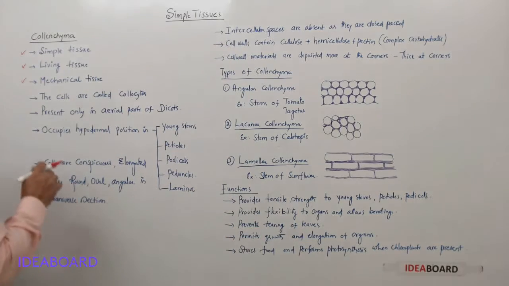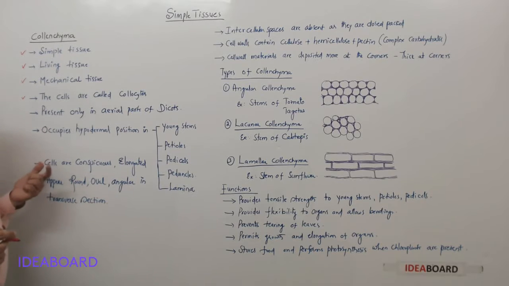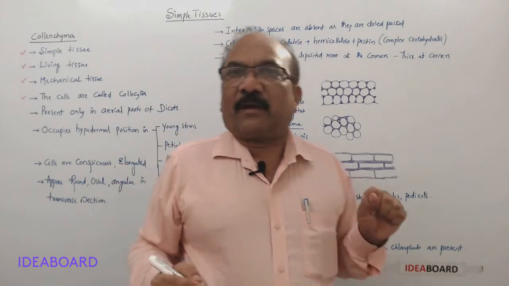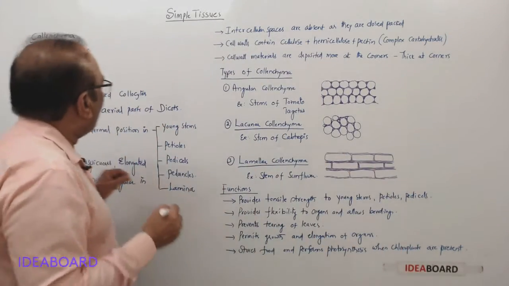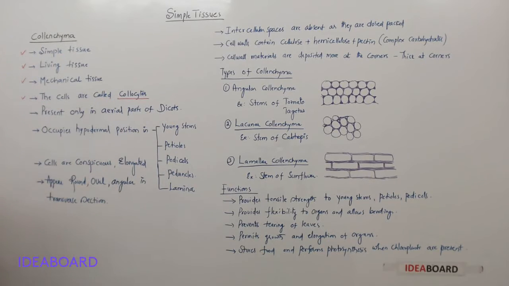Now, what do you call the cells? Tissue means a group of cells, no? There is one particular name for the cells that make up collenchyma. The cells of collenchyma are called collocytes. The cells of collenchyma are called collocytes, present only in aerial parts of dicots.